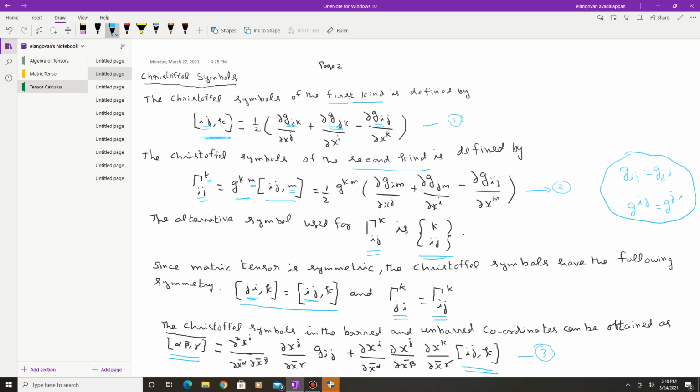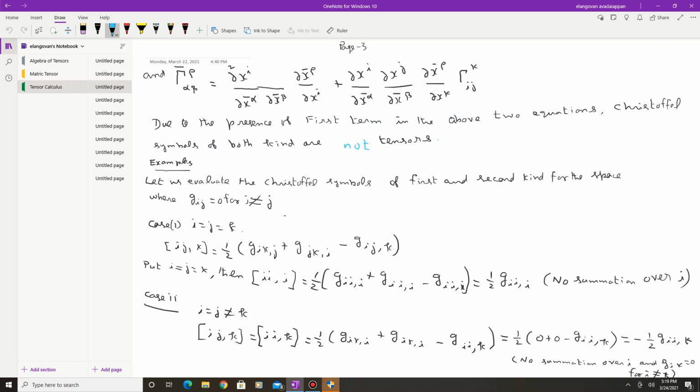But from the result you see the presence of the first term. This is your first term, that expression. This is not a tensorial type of transformation. Therefore, since the first term is present in equation 3, these Christoffel symbols cannot be called a tensor. So Christoffel symbols are not tensors. If the first term is absent, you can say it is a tensor. But because of the presence of the first term, the Christoffel symbols are not tensors.